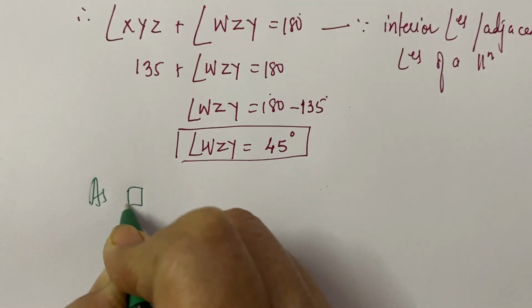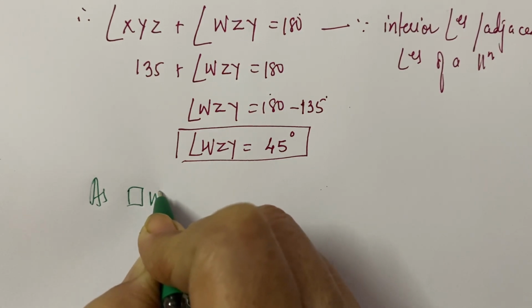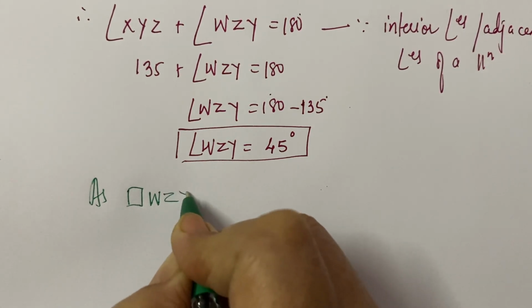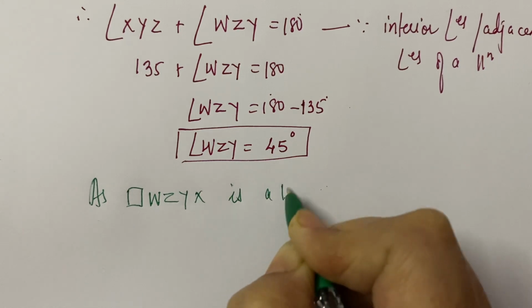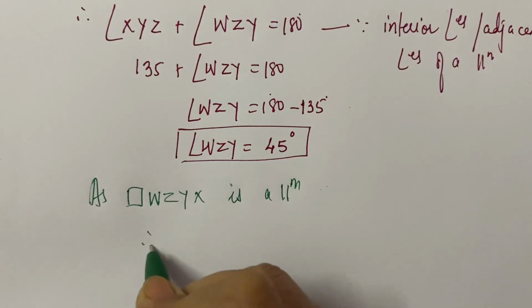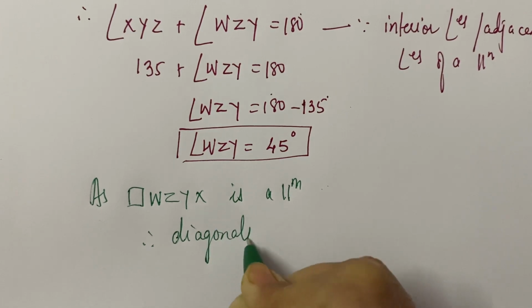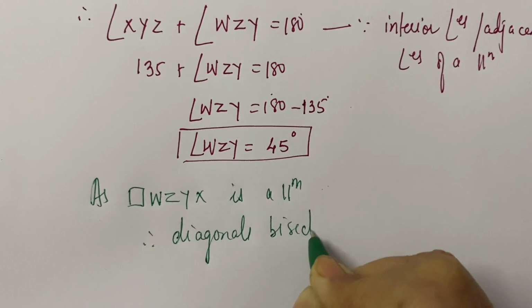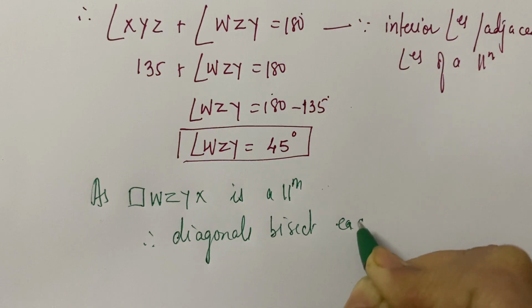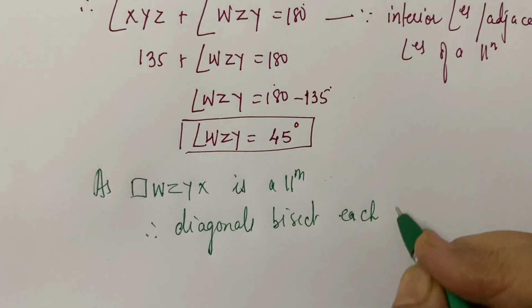As quadrilateral WZYX is a parallelogram, therefore diagonals bisect each other. Bisect means divide into equal parts.